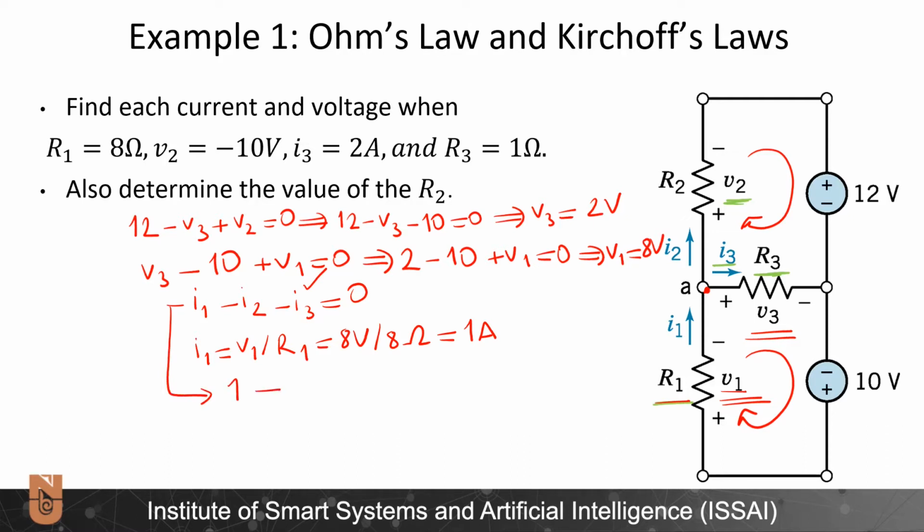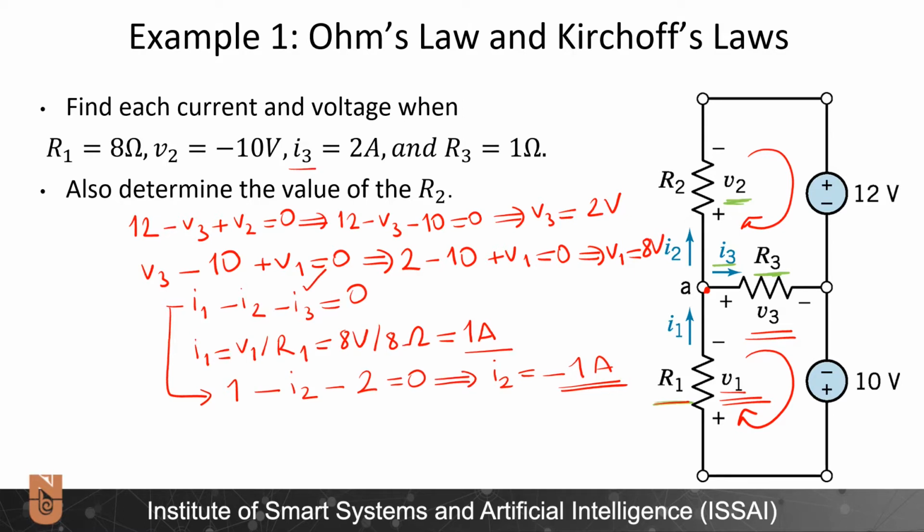1 minus I2 minus 2 is equal to 0. Accordingly, I2 is equal to minus 1 ampere. So now I have I3, I1, and I2. So I know all the currents in the circuit as well.